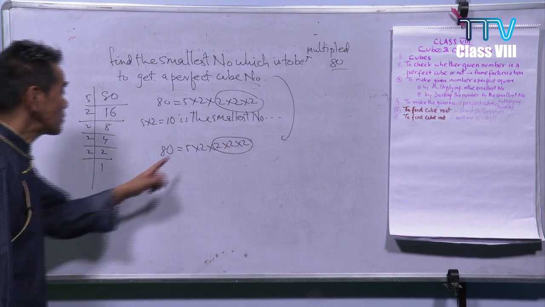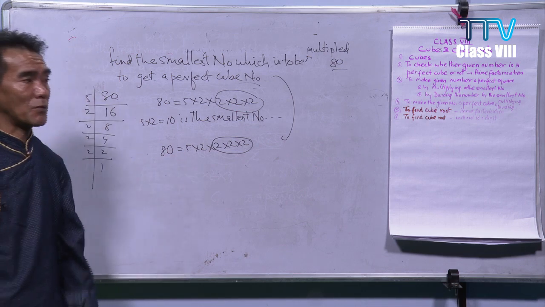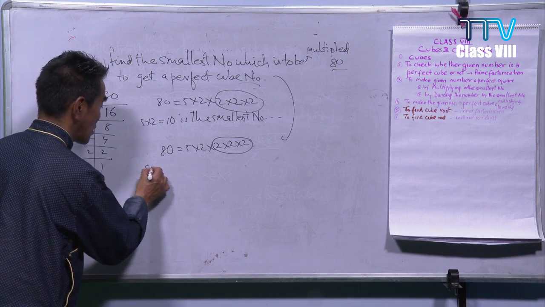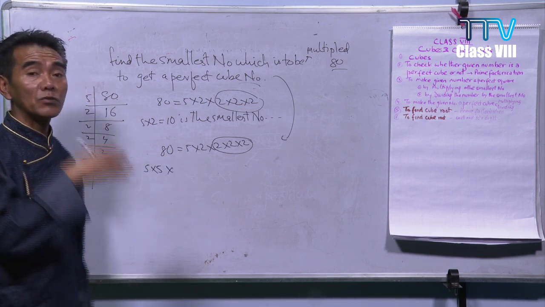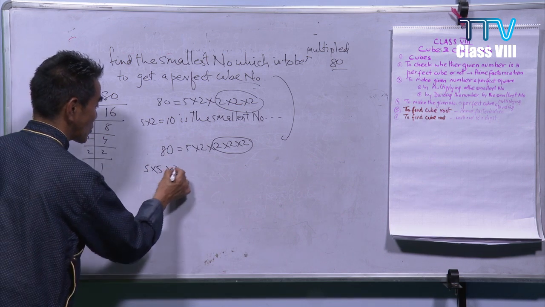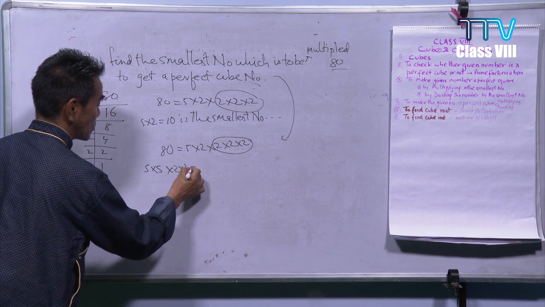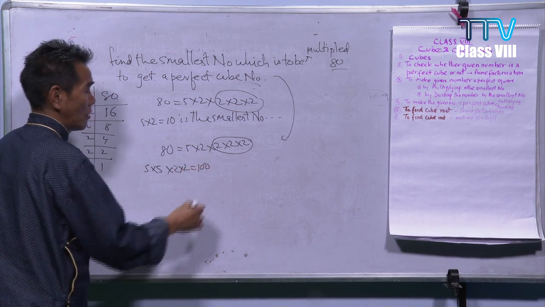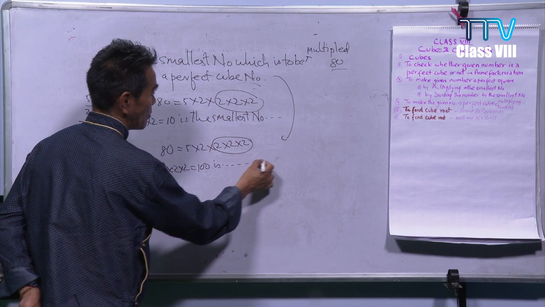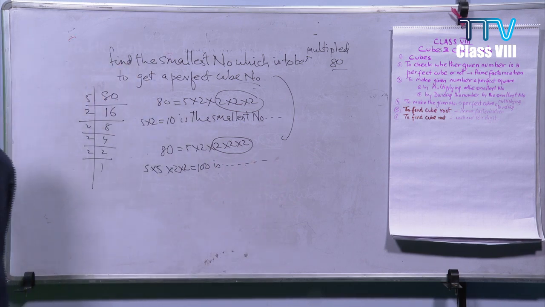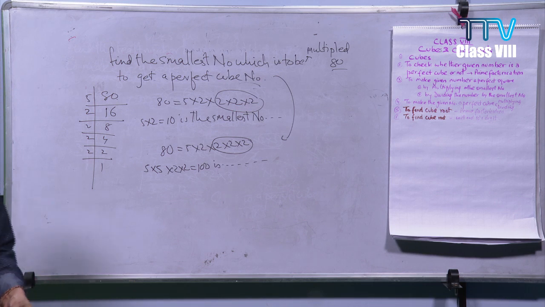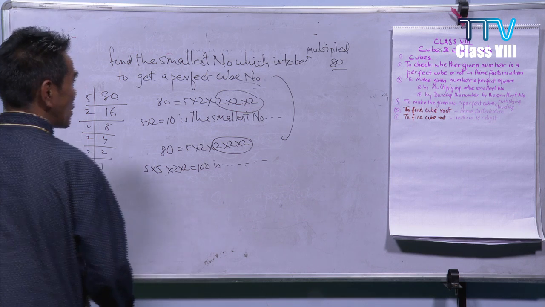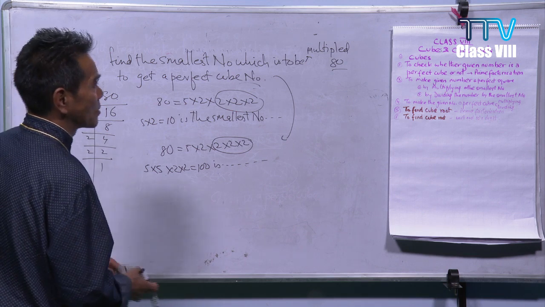The 5 needs two more, so 5 multiplied by 5, and the 2 needs two more, so 2 multiplied by 2, which is equal to 100. Okay, it's the smallest number to be multiplied to get a perfect cube. So that is perfect cube, by multiplying and dividing by the smallest number.